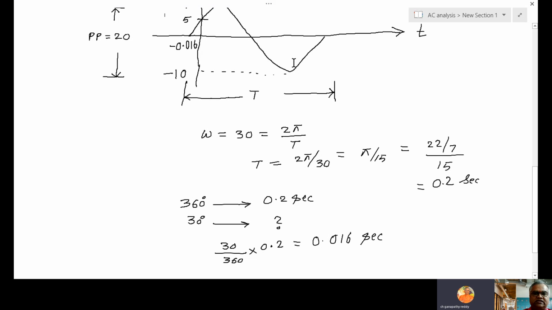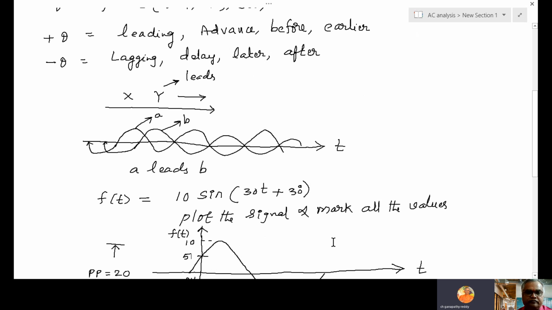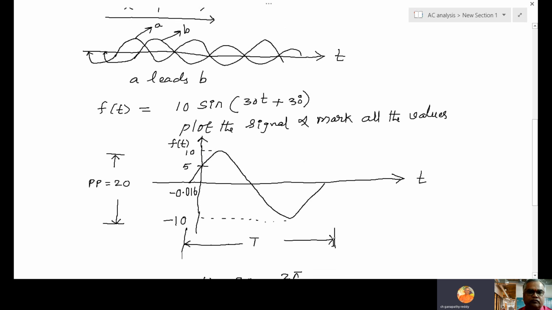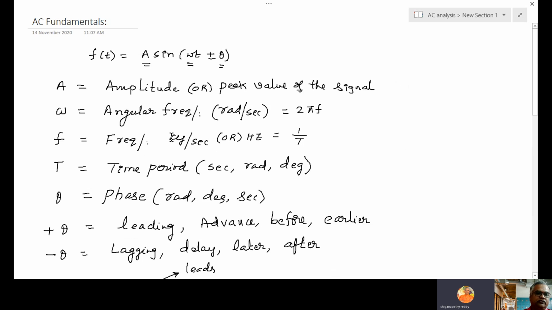So the total is 360 degrees, 360 equals 0.2. 30 degrees, how much? Like this we convert into seconds. So we got all the details now. We understand the meaning of 10, and we understand plus theta, minus theta.